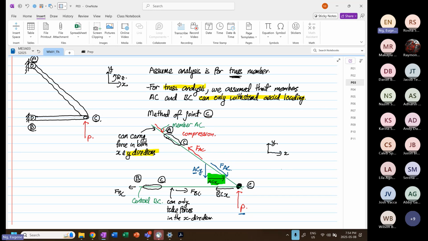In this context, you can see FBC is pulling away from member BC, so it is under tension. When that's the case, again, I highlight: usually where there is compression load, we have to deal with buckling analysis. Member BC will never fail by buckling.